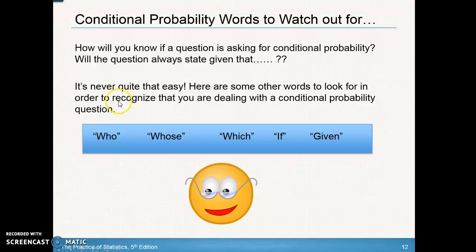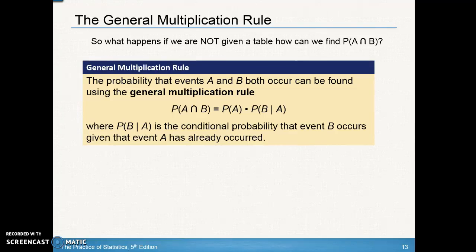Here are some other words to look for in order to recognize that you're dealing with a conditional probability question. If it says who has a landline, whose has a landline, which houses have a landline, if it has a landline, those are sort of your indicators that it's a conditional probability, and that's going to be what's given first. And then the obvious one is given that you have a landline. So be on the lookout for those words and understanding that when you see them, that means that that's a conditional probability.